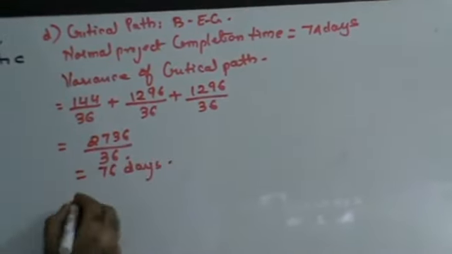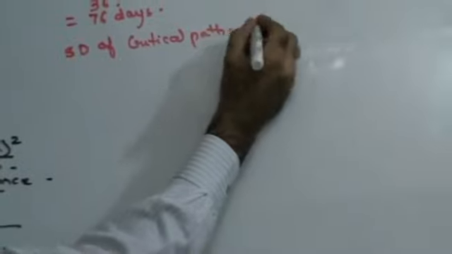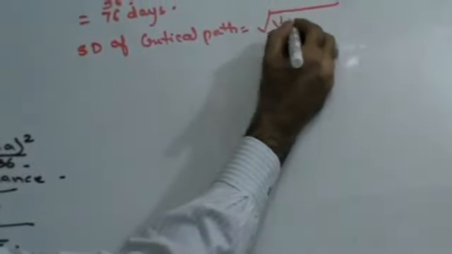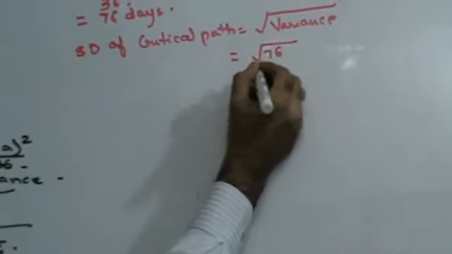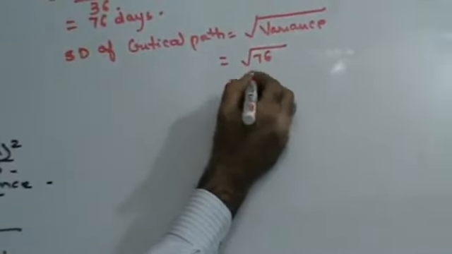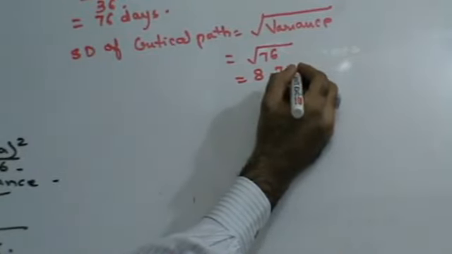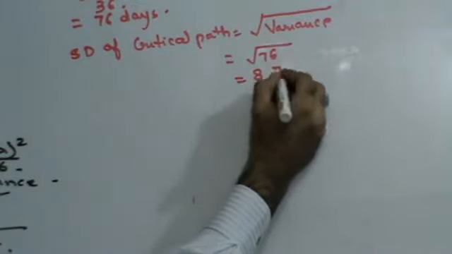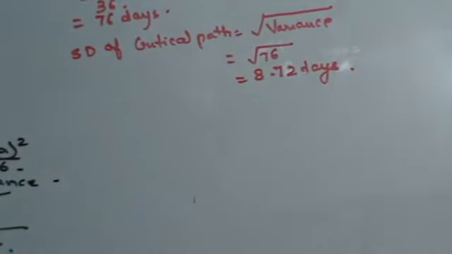Once I have this, I can find the standard deviation of the critical path. How do I find the standard deviation? Standard deviation is nothing but the square root of variance. So that is the square root of 76, which works out to 8.72 days. Okay. So I've got the standard deviation. Now, this is the basic that is required in every sum.